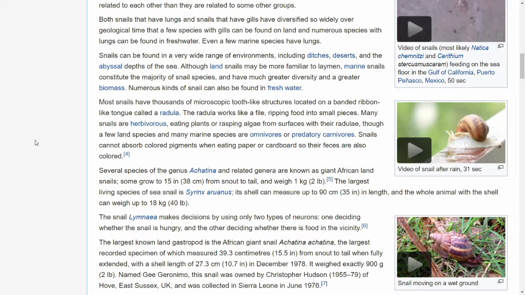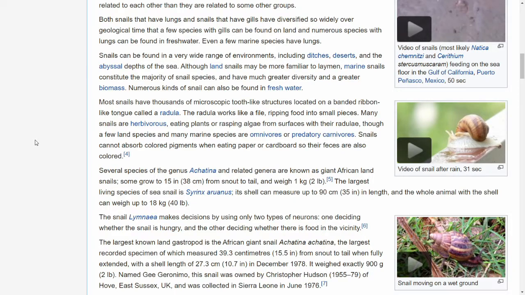Anyways. Most snails have thousands of microscopic tooth-like structures located on a banded ribbon-like tongue called a radula. The radula works like a file, ripping food into small pieces. Many snails are herbivores, eating plants or rasping algae from surfaces with their radulae, though a few land species and many marine species are omnivores or predatory carnivores.